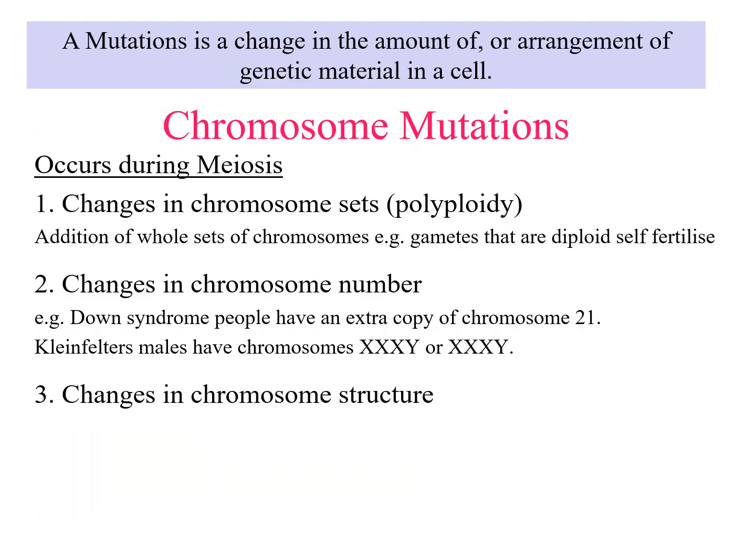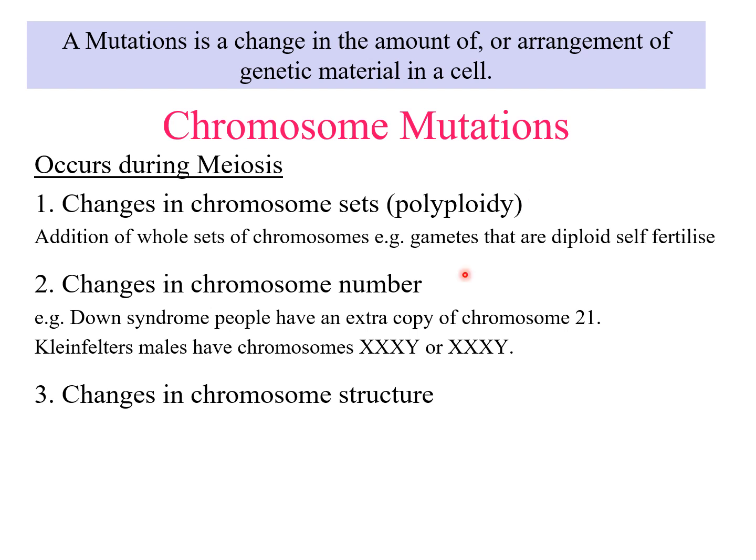Now, there are different types of mutations. So mutation generally is a change in the amount or arrangement of genetic material in a cell. And there are chromosome mutations and gene mutations. So chromosome mutations we don't really look at at A level, but there are 3 different groups. There are changes in the chromosome sets, which often is something called polyploidy.